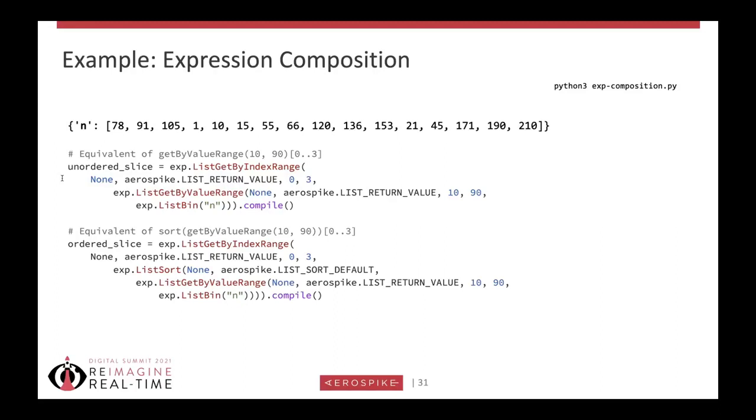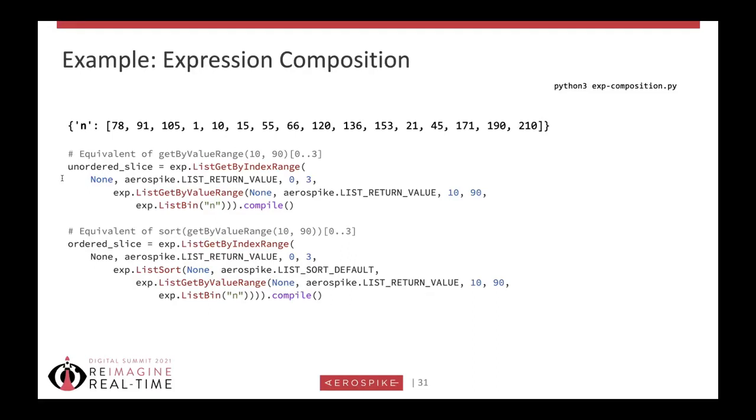What we're trying to do is create a new functionality that looks like a Python slice or a Ruby slice. So, let's assume that we're going to do a get by value range. We're going to find all the elements that have a value between 10 and 90. And then we're going to return the first 4 of them. Okay. Everything between 0 and 3.